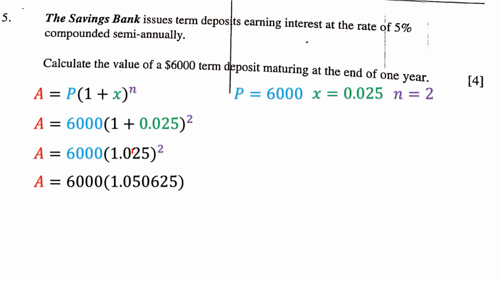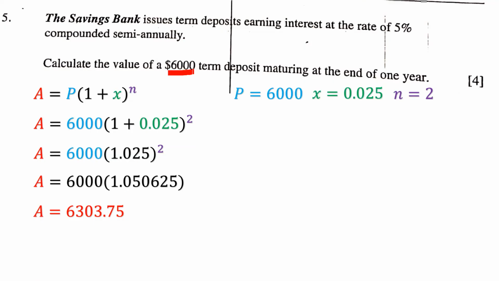So we multiply it by itself. Now we're going to multiply 6,000 by this entity, 1.050625, to give us $6,303.75. And so that means that at the end of 1 year, this is the amount that the person is going to have, $6,303.75 as compared to $6,000.